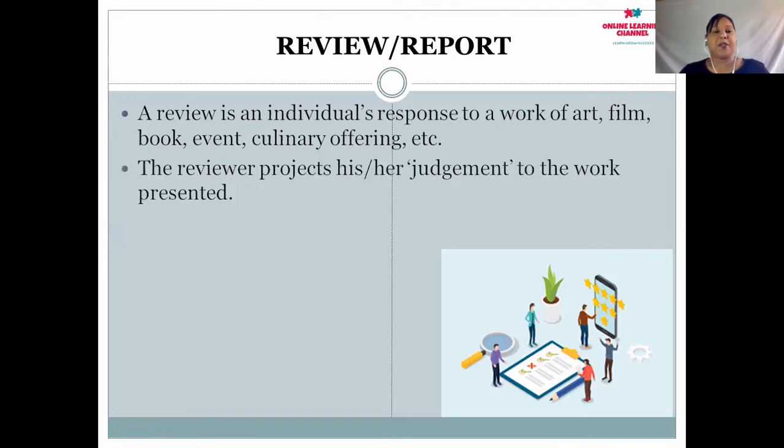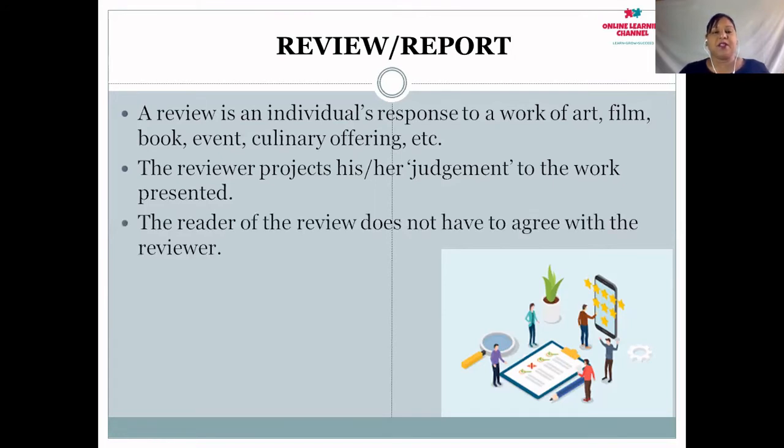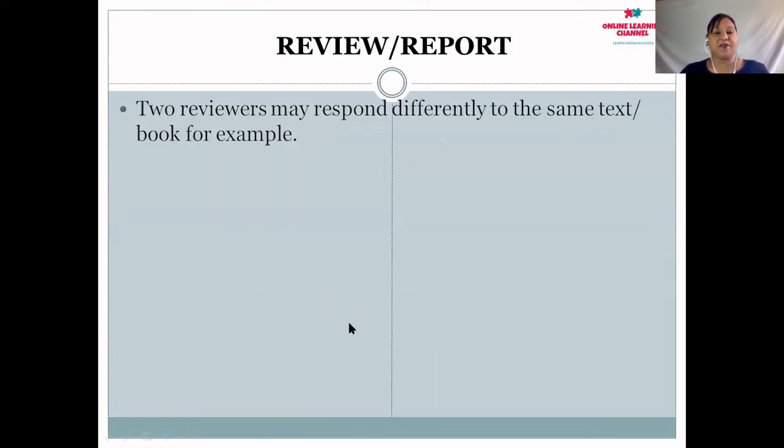The reviewer projects his or her judgment onto the work presented. So this is where they will personally review or judge a work. The reader of the review doesn't have to agree with the review, because the reader knows that it's a subjective point of view. A review is subjective, so two reviewers may respond differently to the same textbook, for example. And here's an example of it.